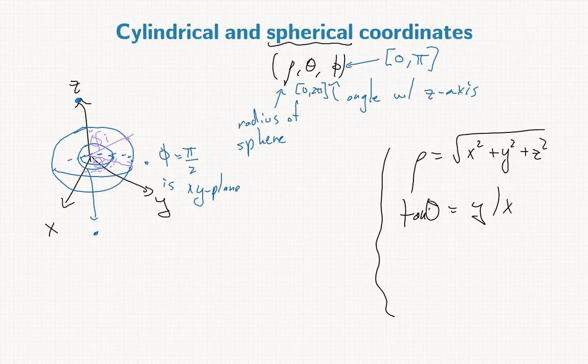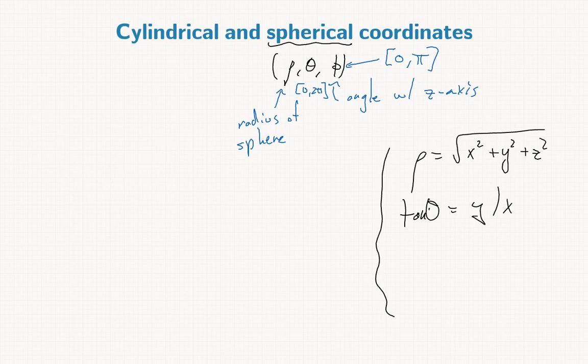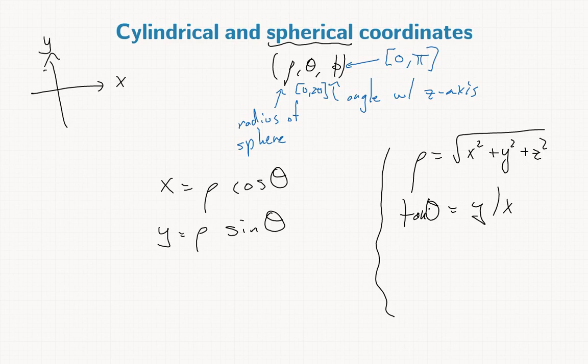So to derive the conversion formulas, let's first just work in the xy plane. So if we had z equals 0, we would have x equals rho cos theta and y equals rho sine theta. And again, here, if we're in the xy plane, then rho will be equal to r. So in the xy plane, we'd have some theta, but then we take into account the z-axis.